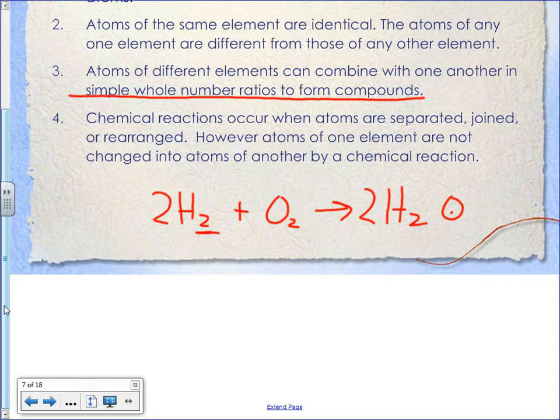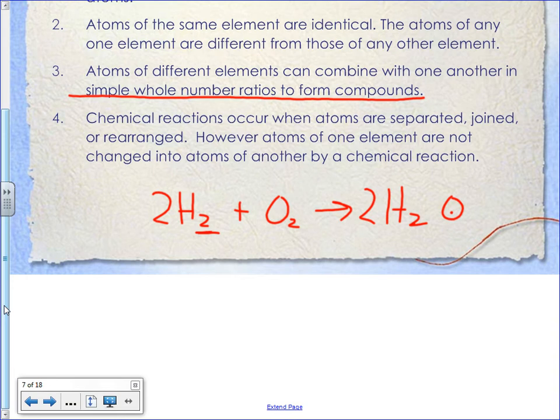I can't have half an atom or a quarter of an atom, because if I do, I don't have enough protons for it to be that material anymore. A quarter of an oxygen atom is something else. It's helium or something. It's just not right. We can't have part of an atom. It just doesn't work that way. So the simple whole number ratios basically says this is how things go together.